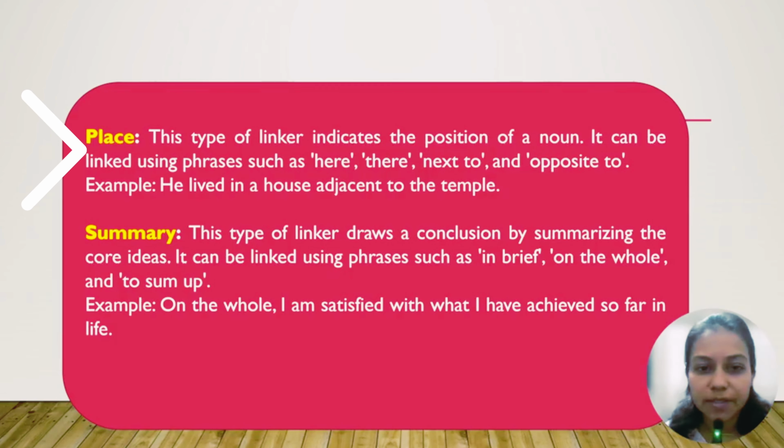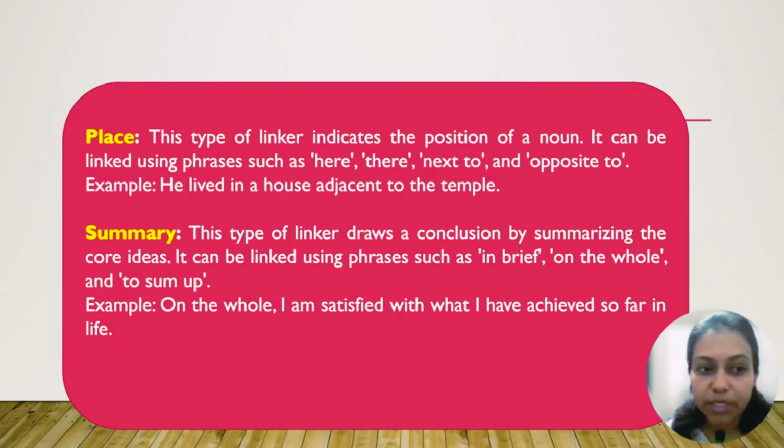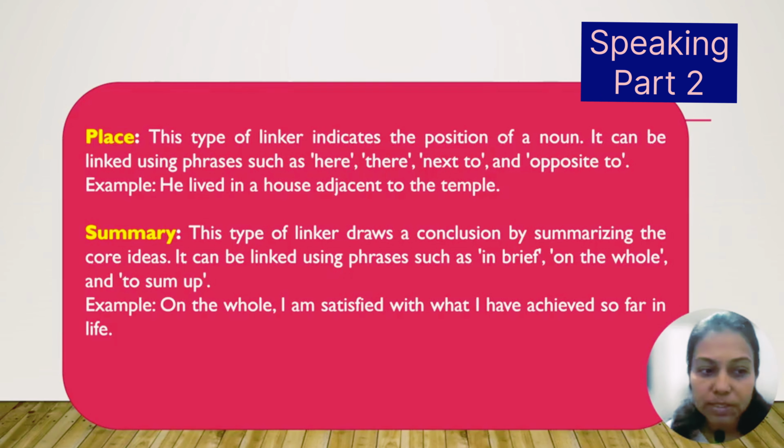Another type of linker is a place linker. These linkers show where something happens. Here, there, next to, opposite to. Let's see one example. He lived in a house adjacent to the temple. Another one, the post office is next to the library. These linkers aren't just for writing. They help a lot in speaking part 2 when you describe places.